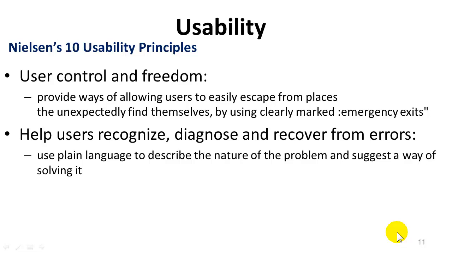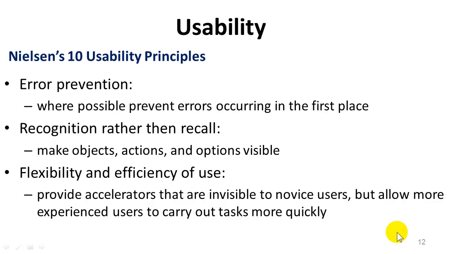Giving the user control and freedom in the event that they need to back up or escape. And if there is an error, how quickly can we recover from it? Back to errors. It's better to prevent it from occurring in the first place, but we always need a fallback also. Making sure that recognizing objects and actions is important rather than just remembering. They should be meaningful when we see them.